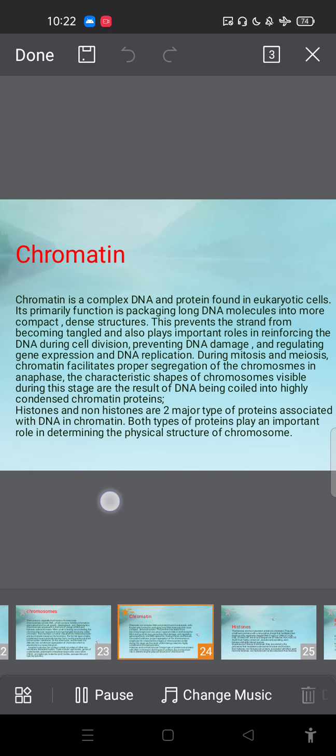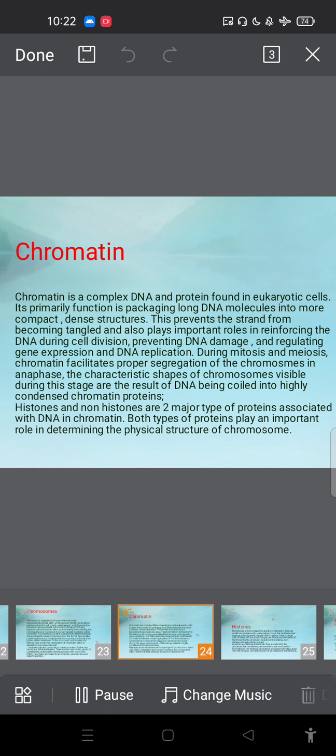Chromatin. Chromatin is a complex of DNA and protein found in eukaryotic cells. Its primary function is packaging long DNA molecules into more compact, dense structures. This prevents the strands from becoming tangled and also plays important roles in reinforcing the DNA during cell division, preventing DNA damage, and regulating gene expression and DNA replication.